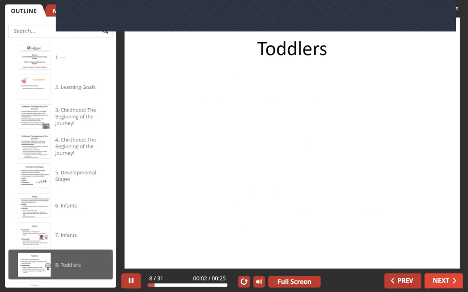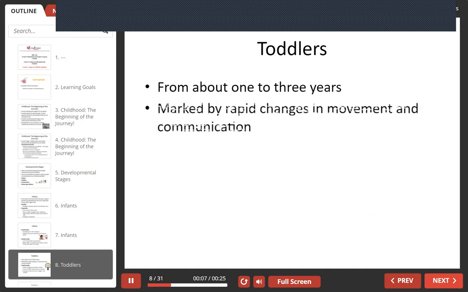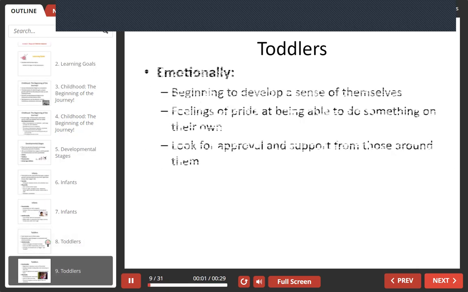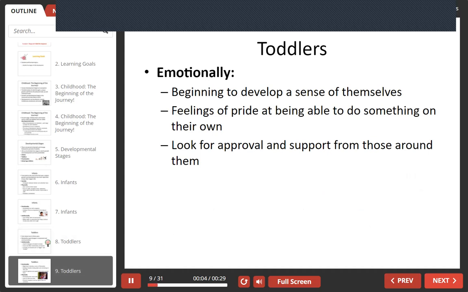So now we're going to be looking at toddlers. Toddlers are from about 1 to 3 years, and it's marked by rapid changes in movement and communication. Intellectually, they begin to acquire language and spatial concepts, cause and effect relationships are learned, and concepts such as bigger and smaller are also learned. Emotionally, toddlers begin to develop a sense of themselves. They begin to feel pride at being able to do something on their own, and they constantly look for approval and support from those around them.